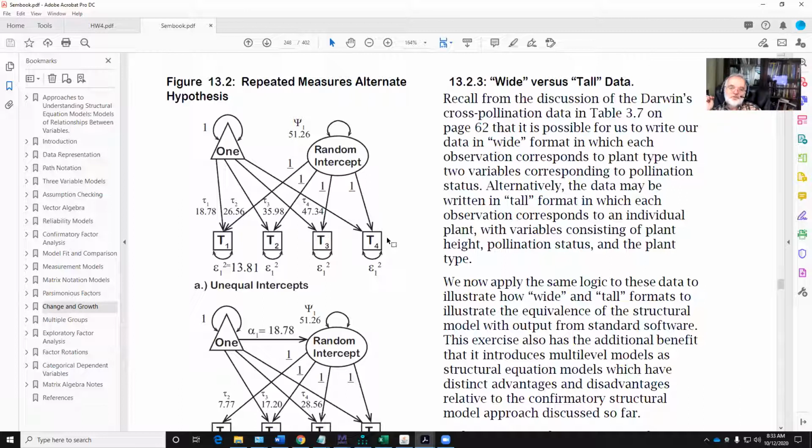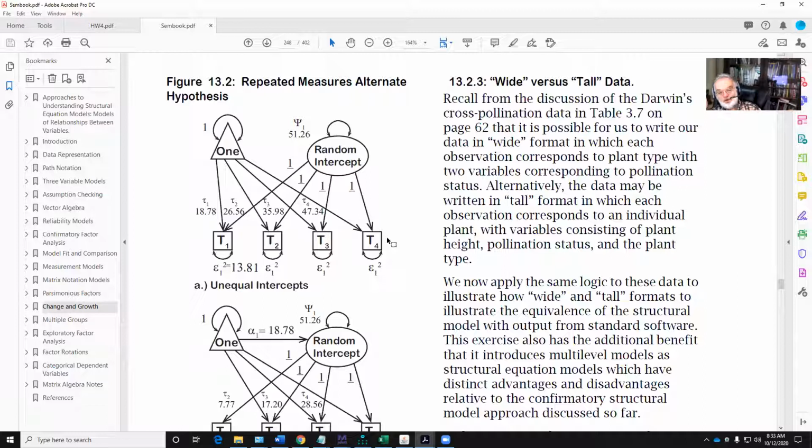So let's go slowly through that for a bit. Now, why do you care about wide versus tall data? Makes my head hurt a little bit. Well, wide data lets you look at a greater variety of growth curve models than tall data. Tall data is a way of analyzing data in hierarchical linear models. We need to make a few restrictive assumptions when we have tall data.